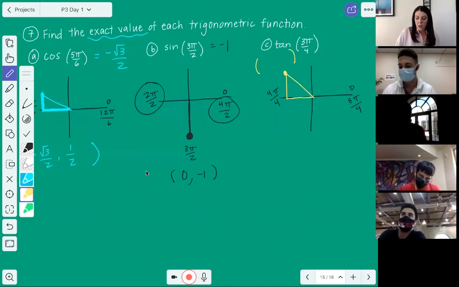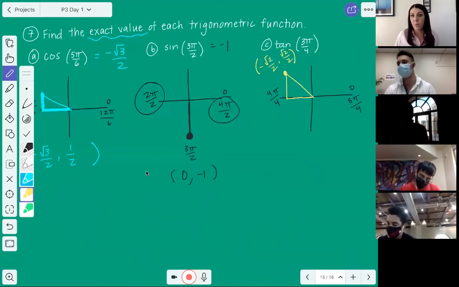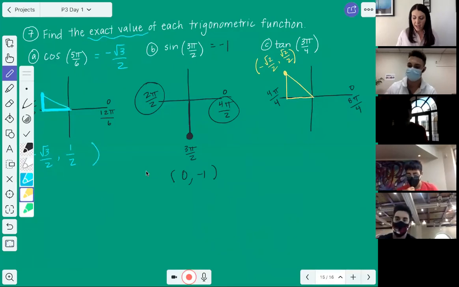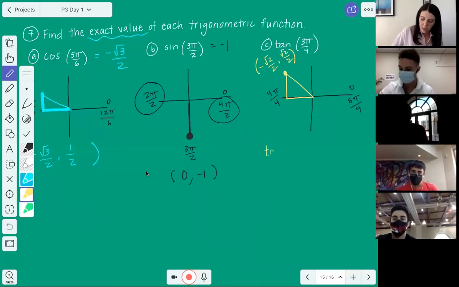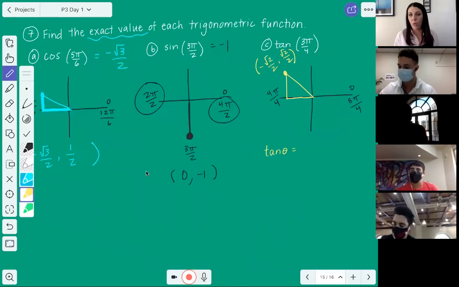Negative root 2 over 2, and then root 2 over 2. Perfect. So x is negative, y is positive, because we are in the second quadrant. Now, Julian, this one gets a little bit trickier because now I'm asking for tangent. In terms of x, y, and r, tangent is equal to what over what?